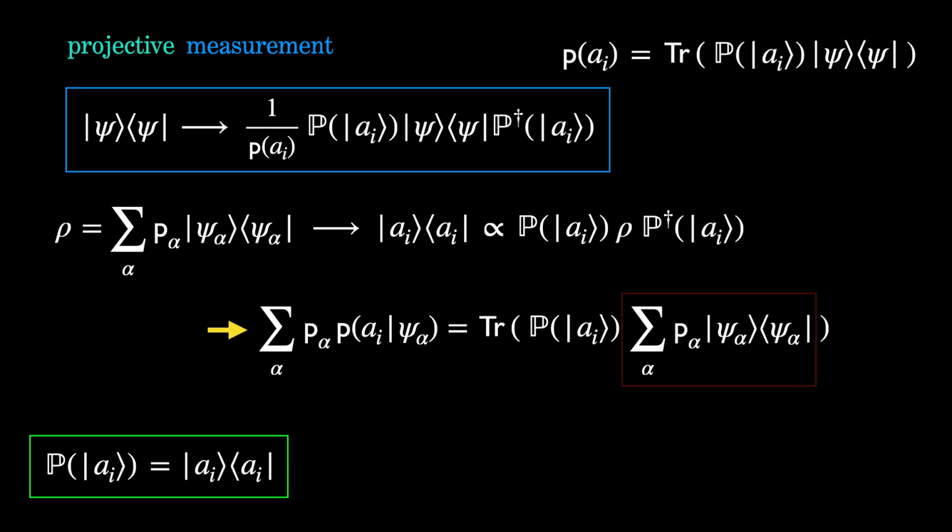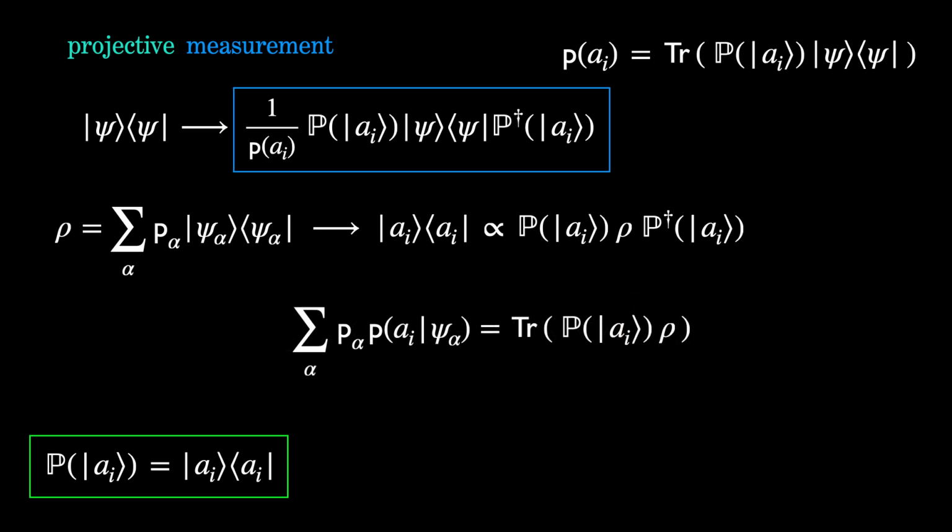Notice also that this operator in the red box is just a statistical operator of the mixed state. And we have the probability of getting outcome i given that the system is prepared in the mixed state rho. As we shall see, to normalize this post-measurement state, we once again divide it by this probability, just as in the case for the pure state.